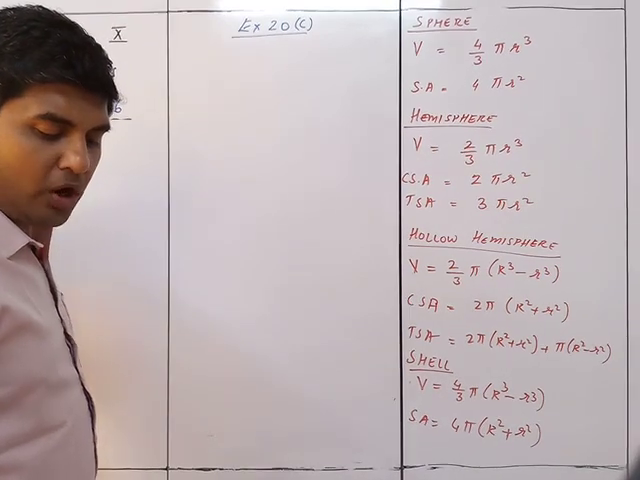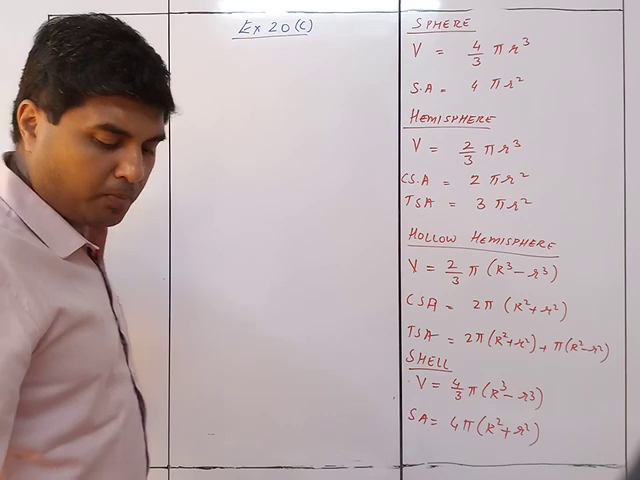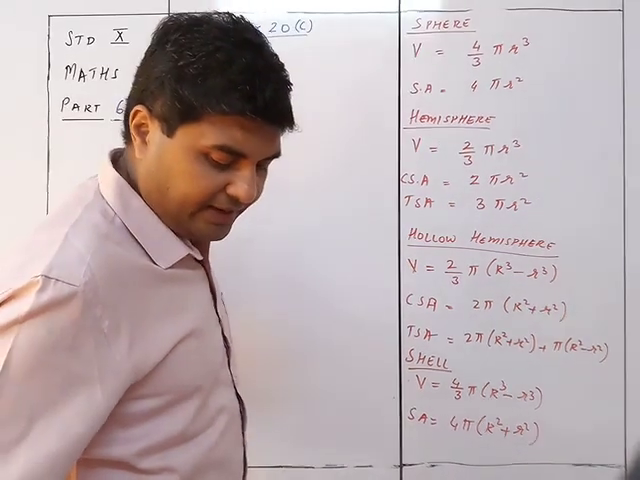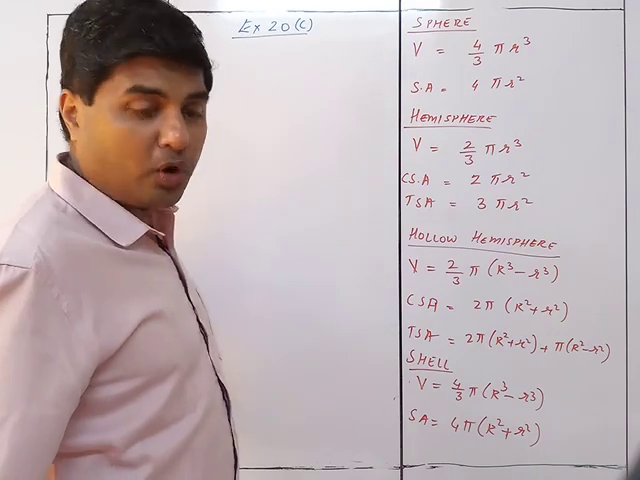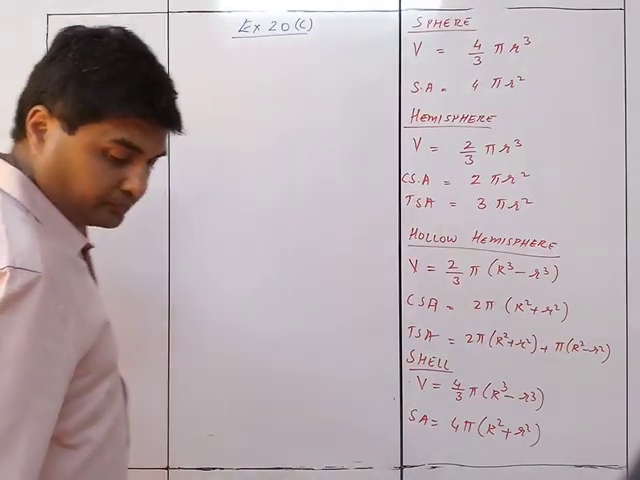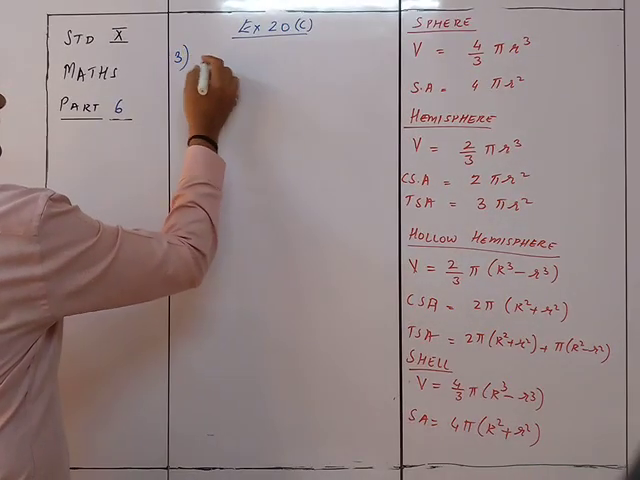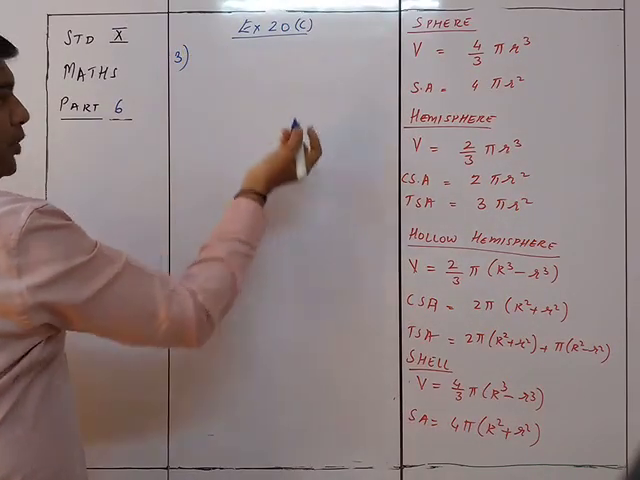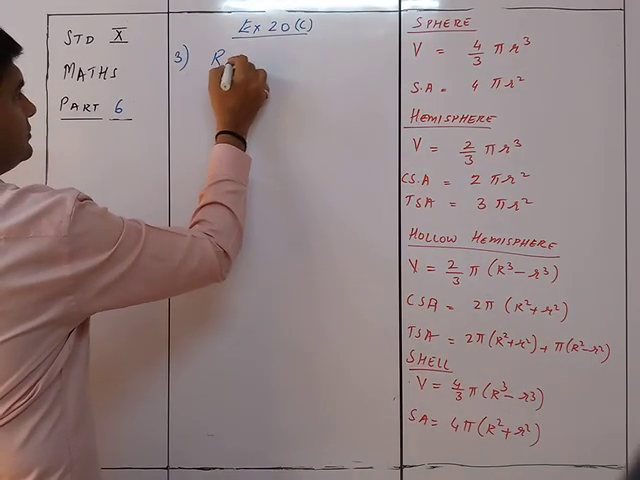A spherical ball of lead has been melted and made into identical small balls with radius equal to half the radius of the original one. How many such balls can be made? Here in sum number 3 we are given that there is one big ball, so we'll take the radius of the big ball as r.